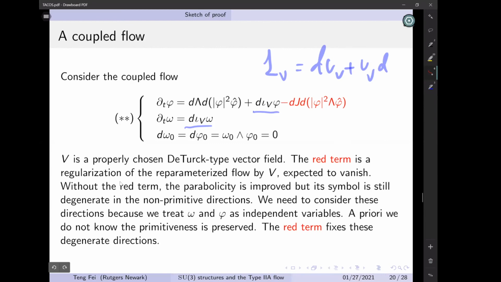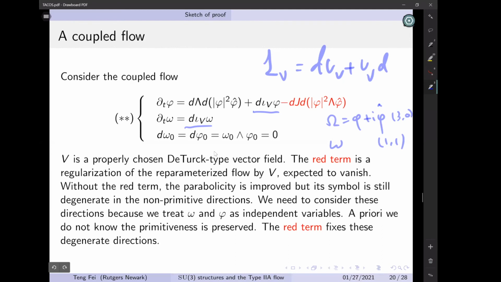This is an extra regularization term of the reparameterized flow by V. And this term actually we expect to be 0 because if we have an SU3 structure, then we know this omega is phi plus I phi hat. This is of type 3,0. And omega, this is type 1,1. Which means both phi and phi hat should be primitive, and this one should be 0.